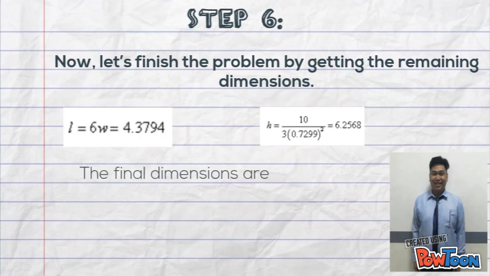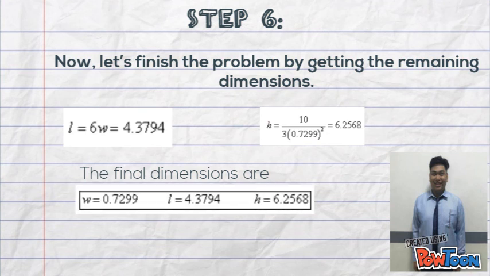The final dimensions are W equals 0.7299 and L equals 4.3794 and H equals 6.2568.